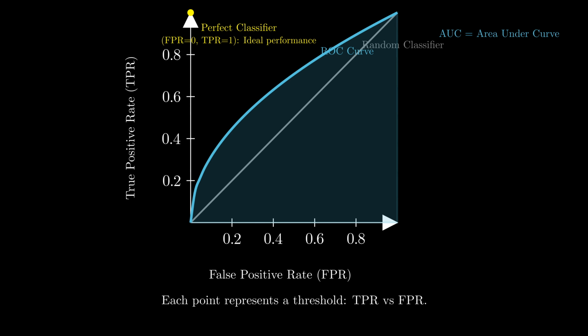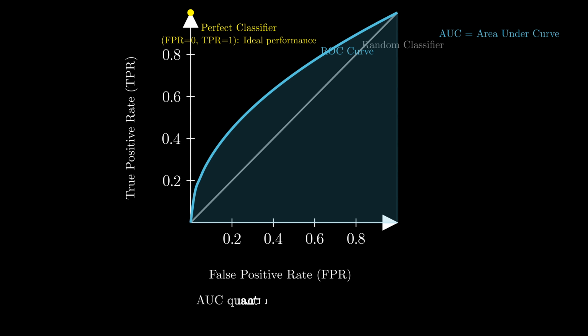The top left corner of the plot represents a perfect classifier. Here, the false positive rate is 0, and the true positive rate is 1. In other words, the model makes no mistakes. It finds all positives and never mislabels a negative as positive. This is the ideal scenario, but in practice, it's rarely achievable.